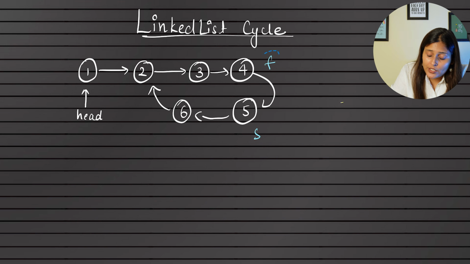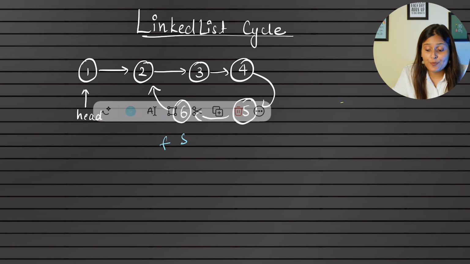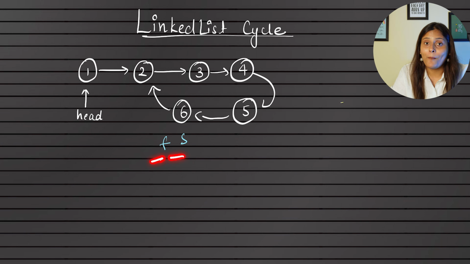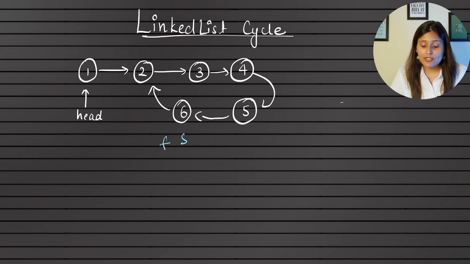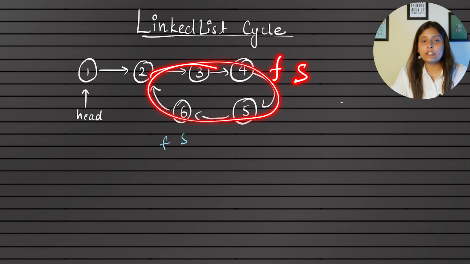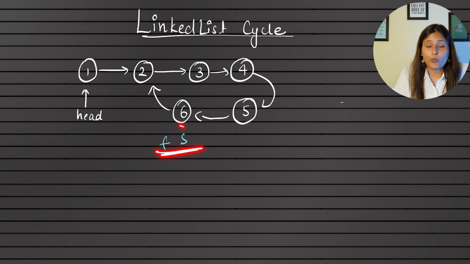Now again in the next iteration fast will take 2 jumps, it will come to 6, and slow will take 1 jump, so it will come to 6. And now at this position fast and slow met. So we can say yes, there is a cycle, because if there is a cycle and two persons are moving with different speeds, definitely they are going to collide again at some point of time or after some interval. So this 6 is the point where they met. So we can say yes, return true.